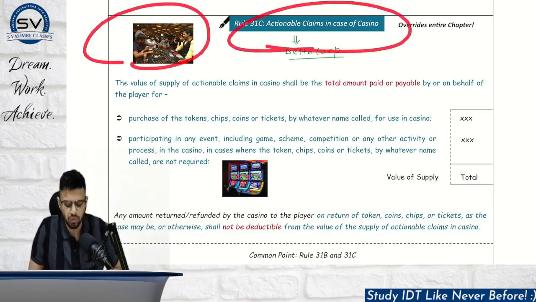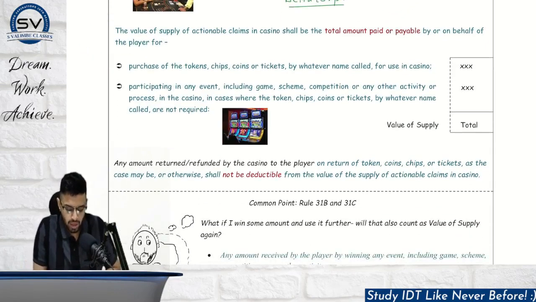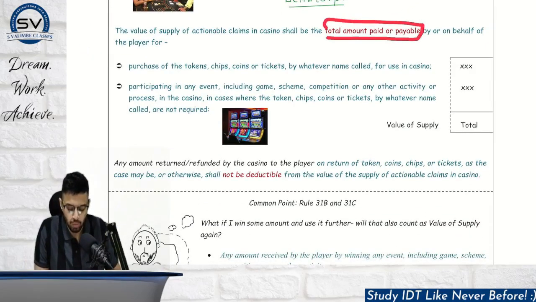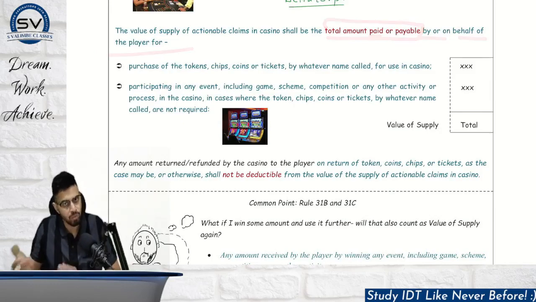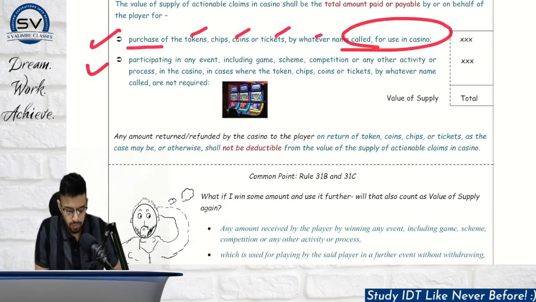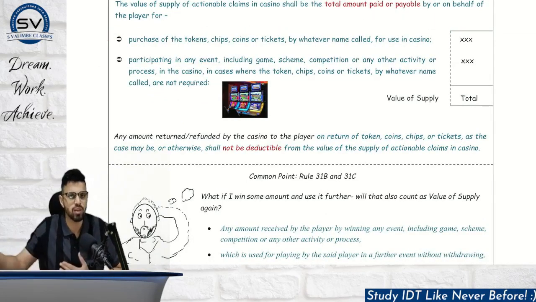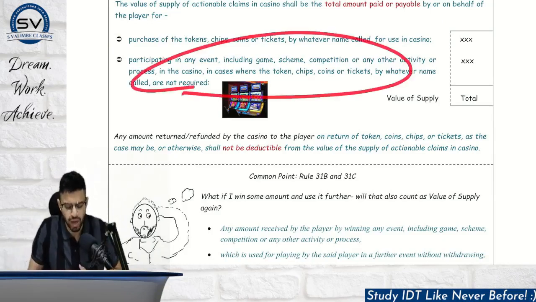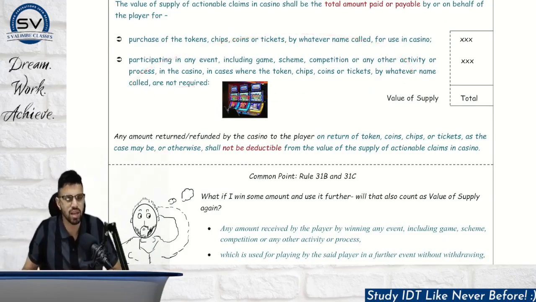So what happens in case of casino? Answer is same as we studied above, that the value of supply shall be the total amount paid or payable by or on behalf of the player to the supplier. It can be for the purchase of token, chips, coin, tickets, whatever name called, or it can be for participating in an event. So some events do not involve any purchase of chips. We directly apply the amount, so that amount will be included. So if there is some competition or any other activity, right? So that total will be the value of supply.